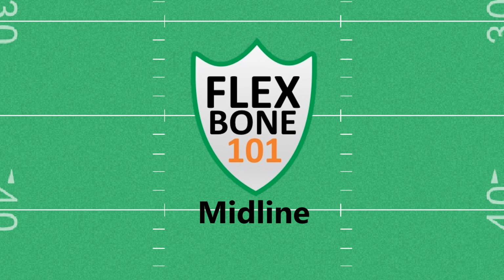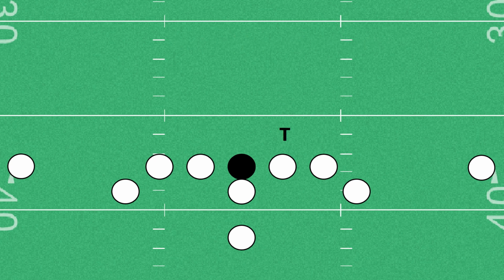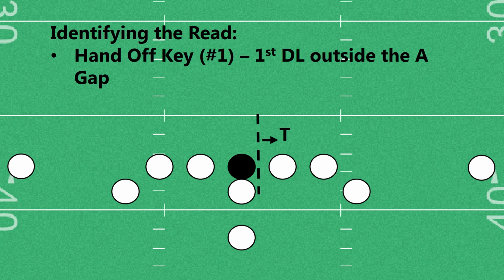Today we are talking about the midline play, which is another staple of the Flexbone offense. It's an inside option play that takes advantage of defenses that overplay the inside veer. So similar to the inside veer, we're going to have one unblocked defender. Now, when we move up to the line of scrimmage, we're going to need to be able to identify the read. That handoff key, or number one, is going to be the first defensive lineman outside of the A gap.